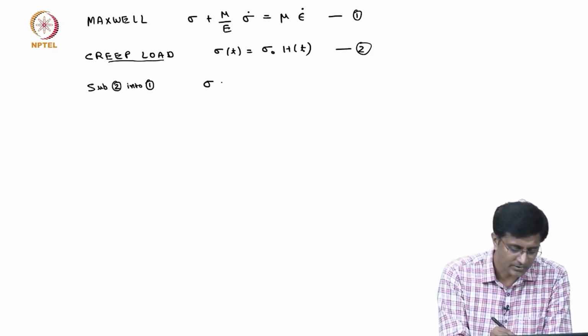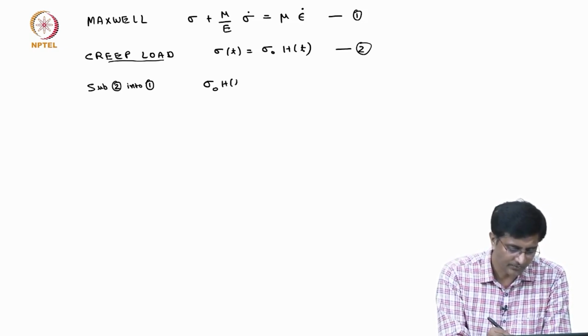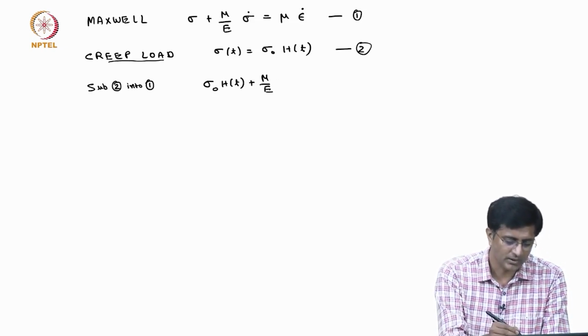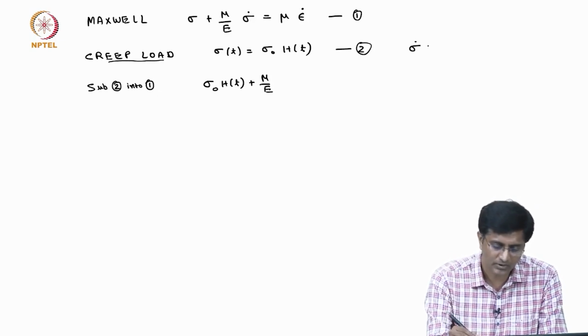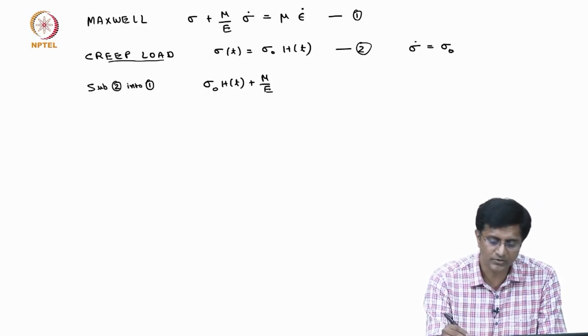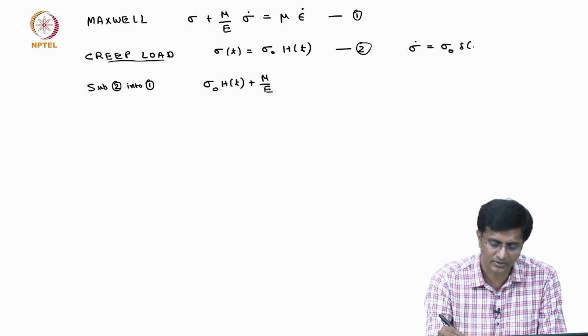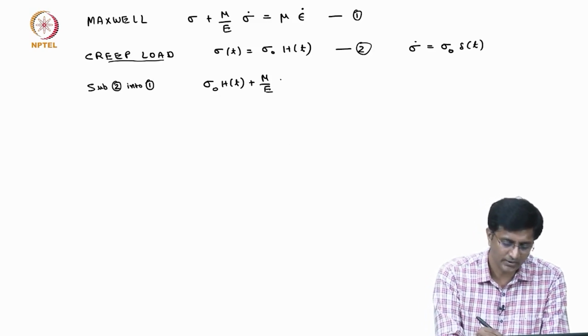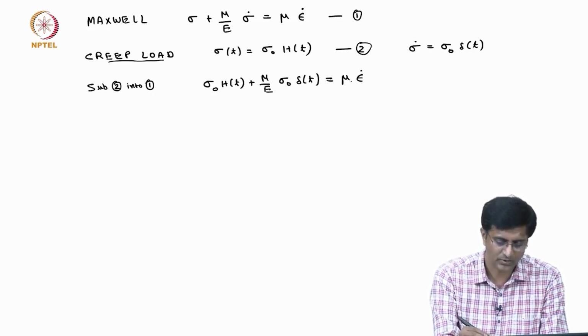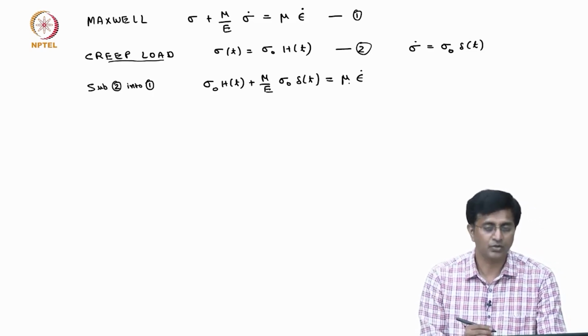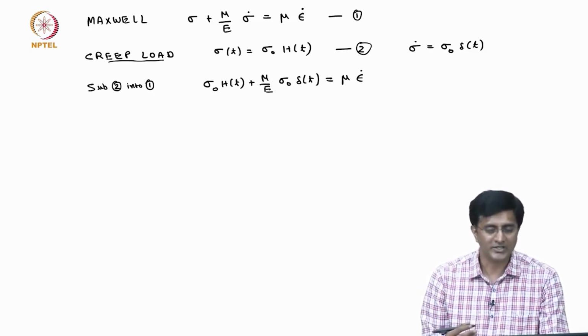That should give us sigma. We will replace sigma with sigma naught times h of t plus mu by E times the derivative of this stress. Sigma dot is sigma naught times the derivative of the Heaviside function, which is nothing but the Dirac delta function delta t. So, we will write it as sigma naught times delta t equals mu times epsilon dot. Okay.